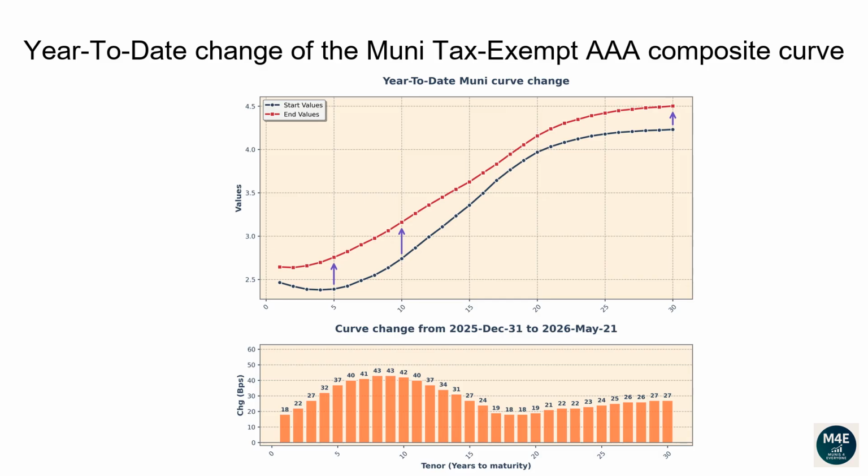The 1-year tenor changed 18 basis points. The 2-year tenor changed 22 basis points. The 5-year tenor changed 37 basis points. The 10-year tenor changed 42 basis points. The 20-year tenor changed 19 basis points. The 30-year tenor changed 27 basis points.